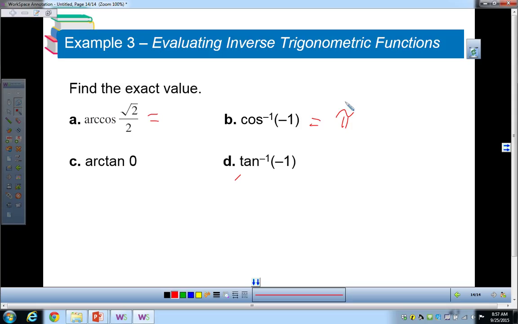Number 9? Pi over 4. No. No? Negative 1. I don't know. I got it. Number 24. Oh. Negative pi over 2. 7 pi over 4.